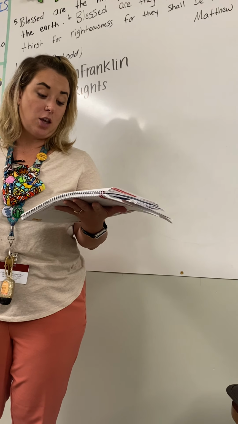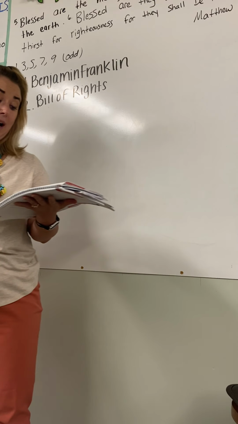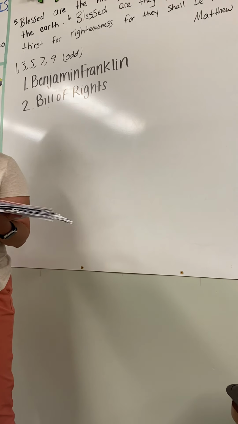The Sixth Amendment, you have rights of a person accused of a crime. Number 7, you have a right to a jury trial in civil cases. These all kind of go together.